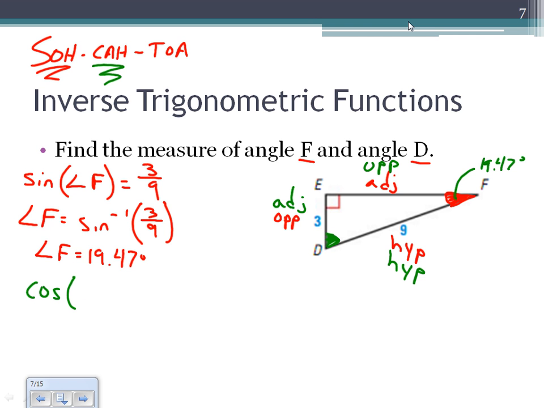Angle D. 3/9. So notice the numbers are the same, but what changed was we had the sine first, now we have the cosine. The inverse, Mario, what's going to read? Equals? What's that called? Do you remember? It's called the inverse cosine. So inverse cosine of 3/9. Tell me what you get.